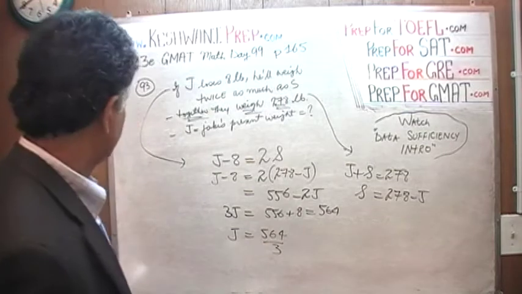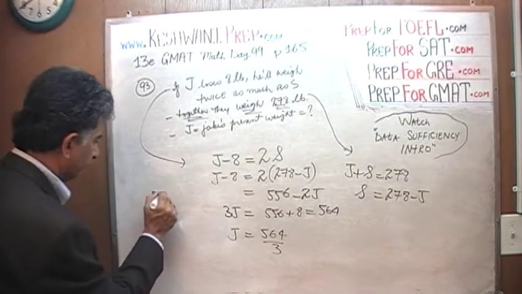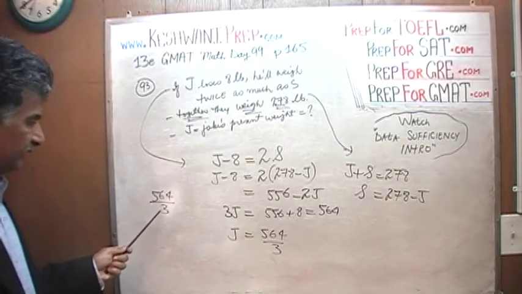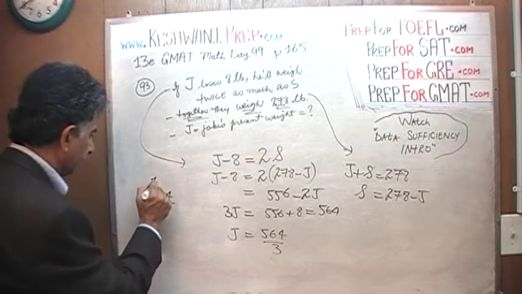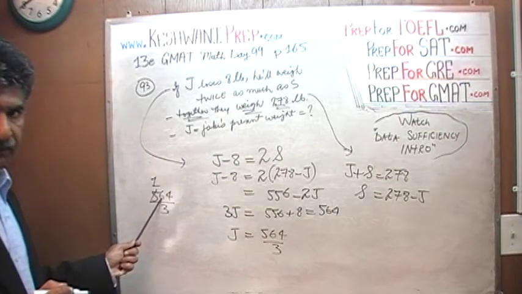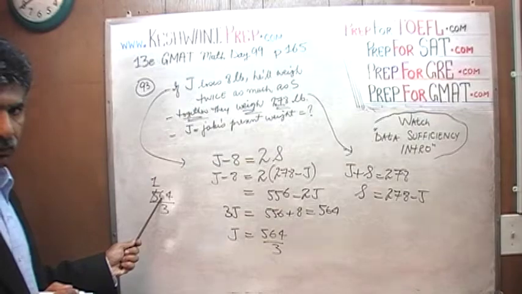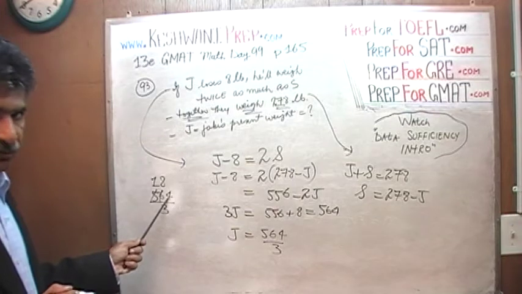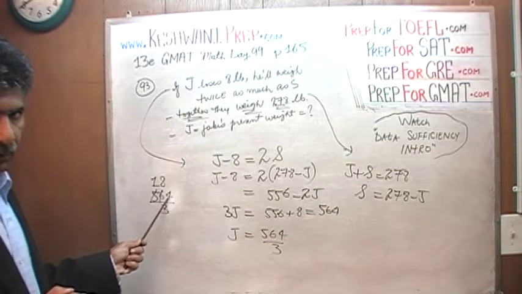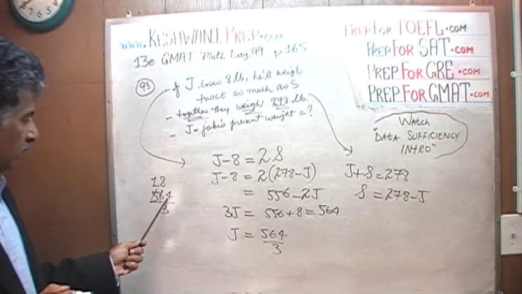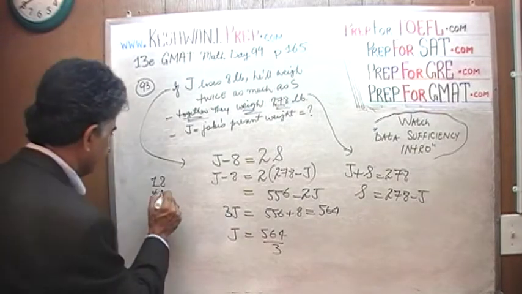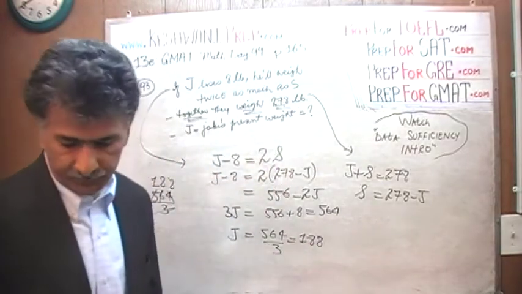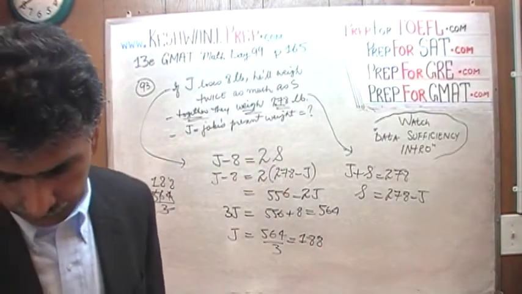Therefore, J equals 564 over 3. Let's do it here. How many 3's in a 5? 5 has 1 3. The remaining 2 goes and joins this guy, becomes 26. How many 3's in a 26? 26 has 8 3's. 8 3's are 24. The remaining 2 goes and joins this guy, becomes 24 again. How many 3's in a 24? Again 8 of them. That's your J. 188.